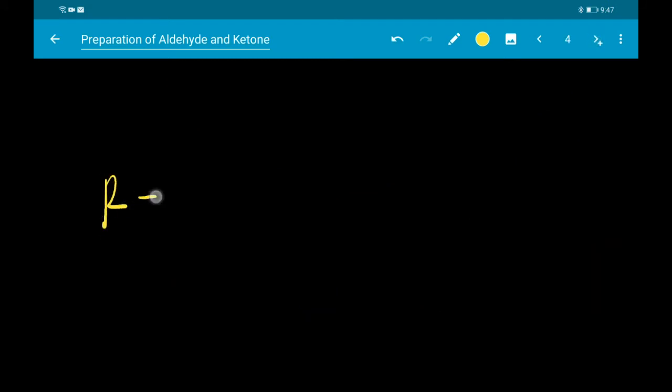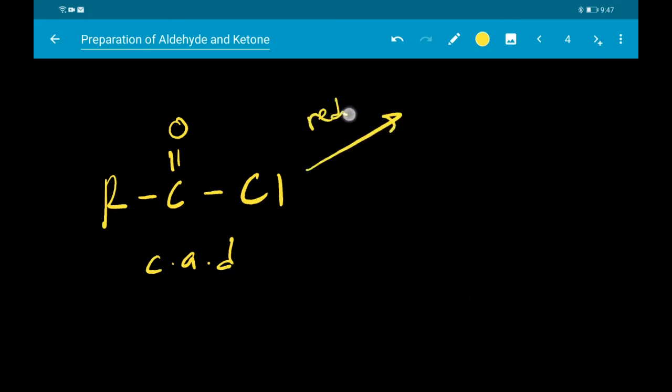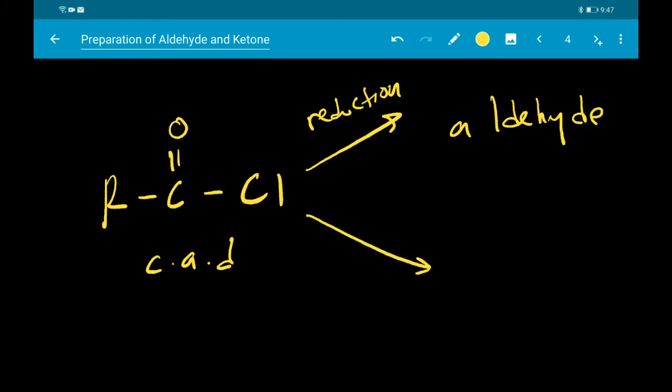For the preparation of aldehyde and ketone using acyl chloride, again, acyl chloride is part of the carboxylic acid derivatives. If we perform a reduction reaction, it will become an aldehyde. If we perform the Friedel-Crafts acylation, it will become a ketone. Let's start with the preparation of aldehyde using acyl chloride.